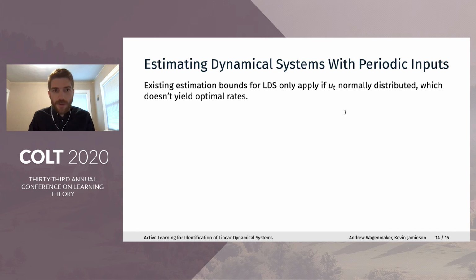So to prove this result, the primary technical tool that we came up with is a bound on the estimation error in finite time when you're playing some arbitrary non-noise input. As I mentioned, existing estimation bounds only apply if the input is normally distributed. And as we just saw, this doesn't yield optimal rates.